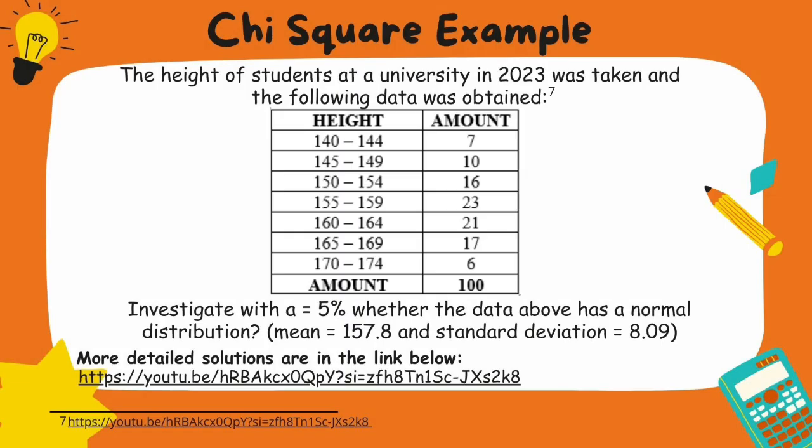Chi-square example. The height of students at a university in 2023 was taken and the following data was obtained. Investigate with alpha equals 5% whether the data above has a normal distribution. Mean equals 157.8 and standard deviation equals 8.09. More detailed solutions are in the link.